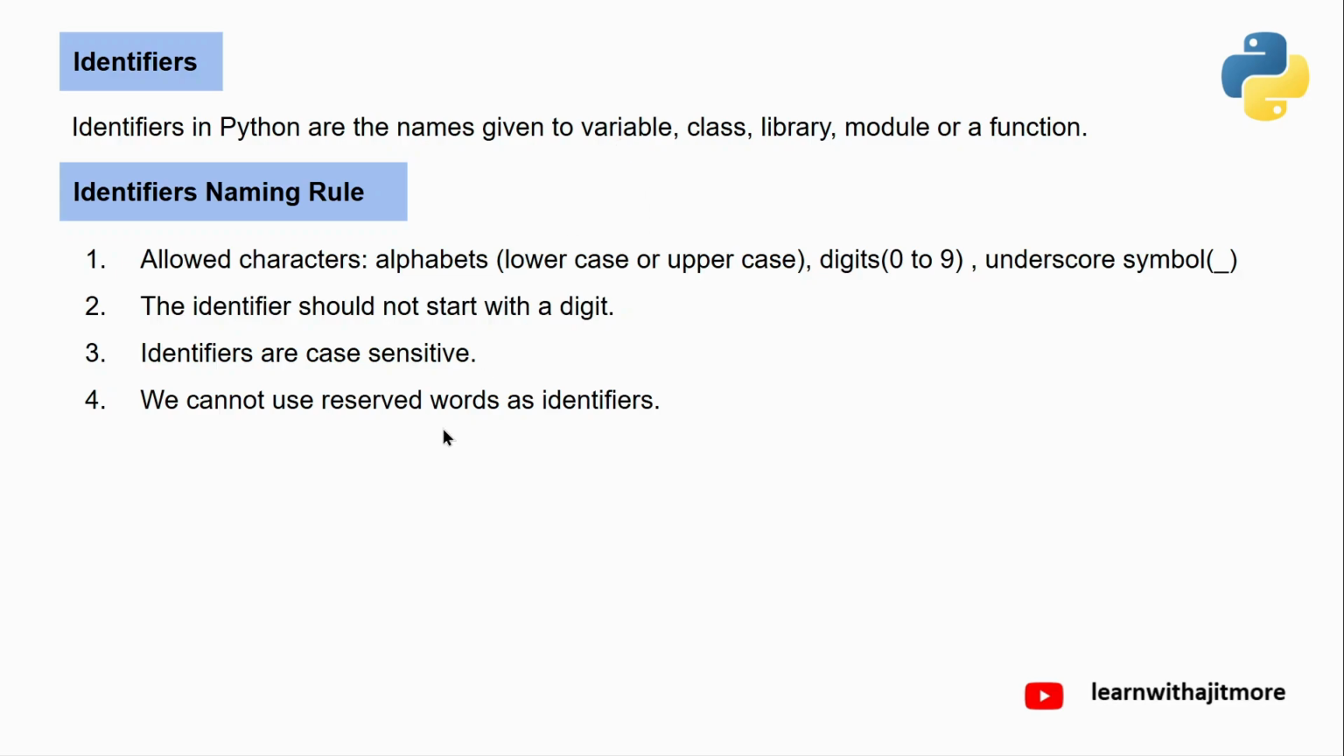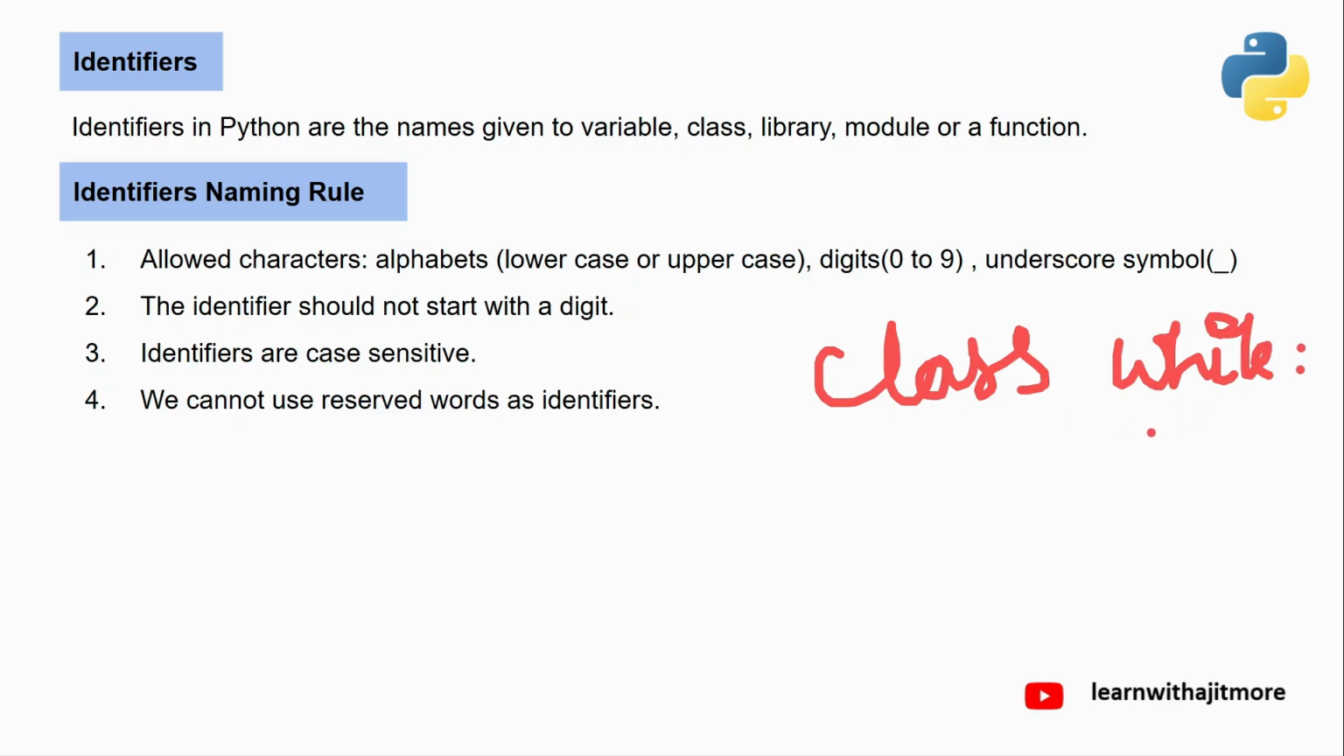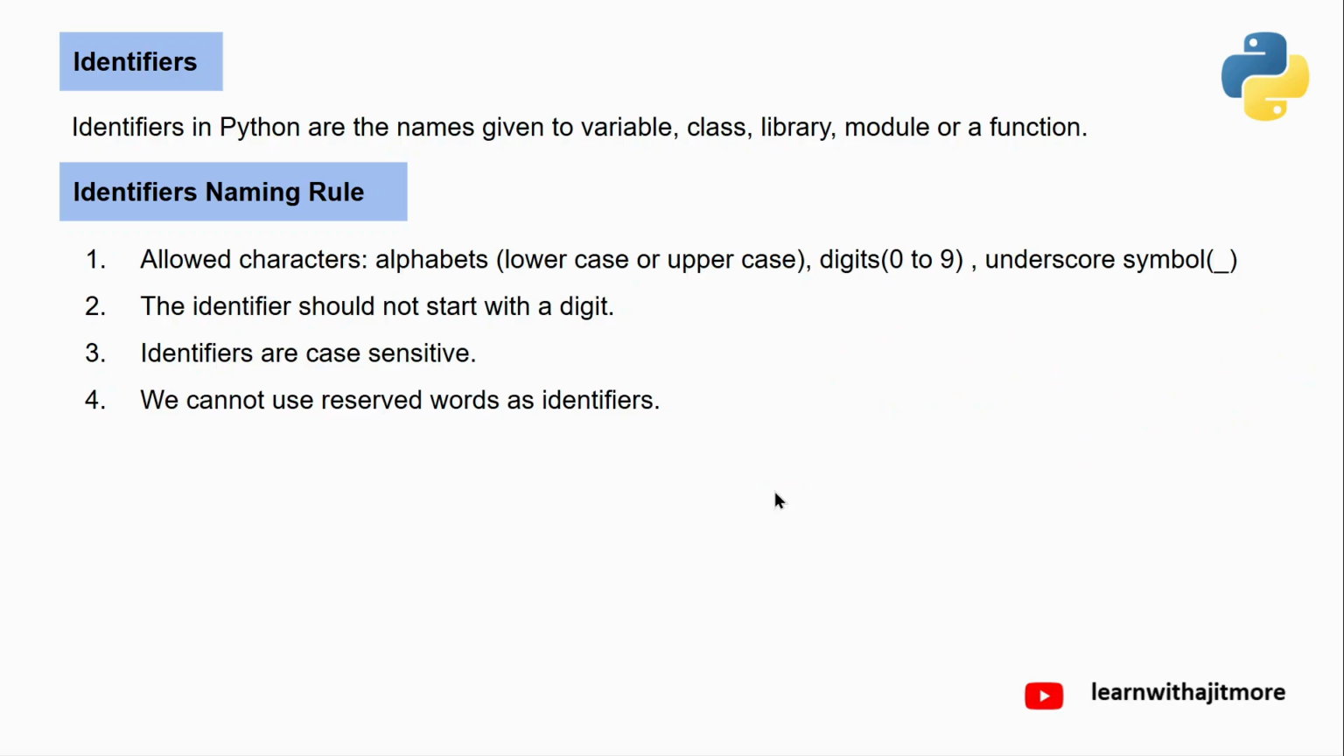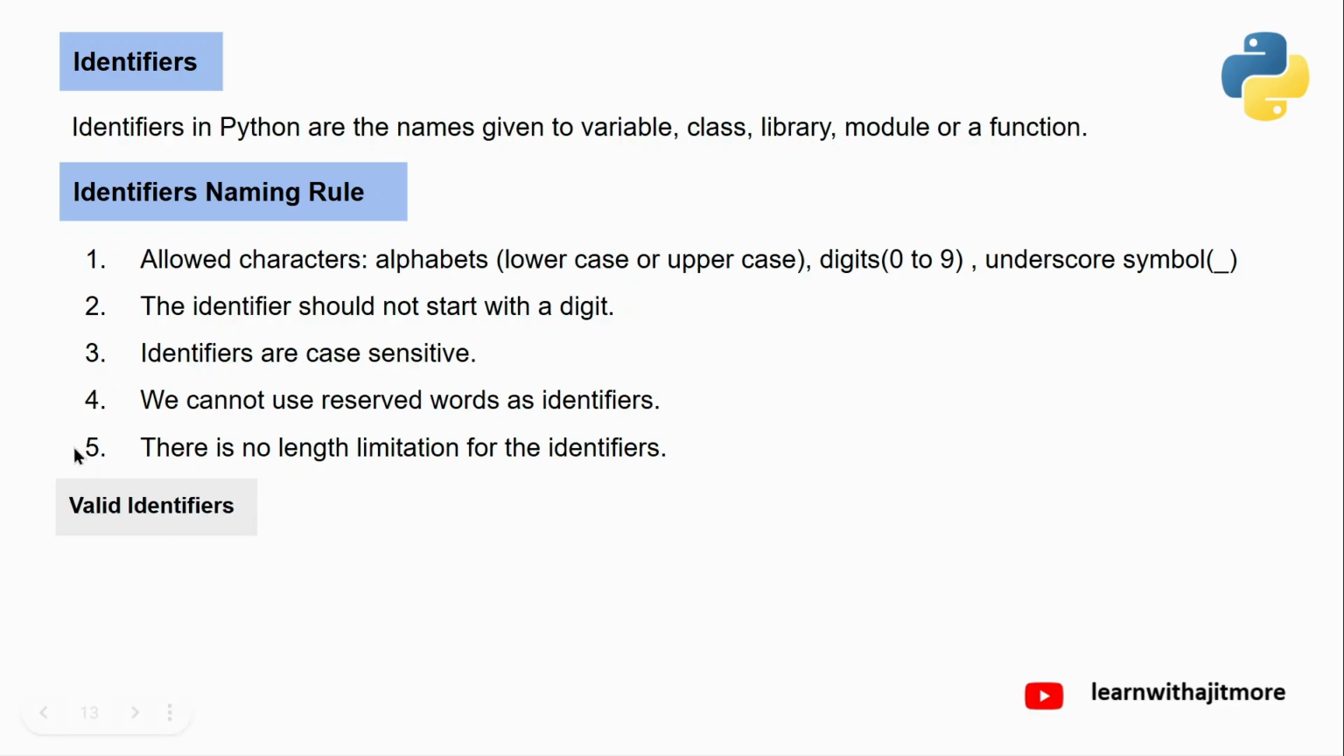You cannot give a reserved word name to a variable or a class or a library. Means I'm creating my own class, and the class name is to be given after that. But I gave the class name as while. It's not allowed. While is a reserved word. You cannot use it as a class name. Getting? And then there is no length limitation for identifiers. Ideally, no length limitation, but obviously you people won't make unnecessarily big variables. Right or no?